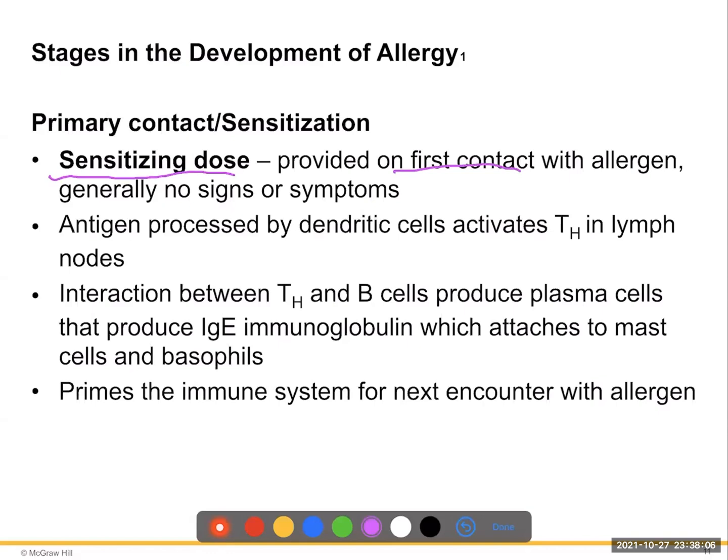So you have to have a sensitizing dose first to develop the B cells, the T cells, the B cells that form memory, they're going to react with it. So the antigen is processed by dendritic cells, okay, that trap the allergen. They activate the helper T cells in the lymph nodes. You get the interaction between the helper T cells and the B cells. Those produce plasma cells. This is your IgE immune response. Those are your antibodies attached to mast cells and basophils. This primes the immune system for the next encounter. Okay, so your allergic reaction is only after the second time. You have to have a sensitizing dose first.